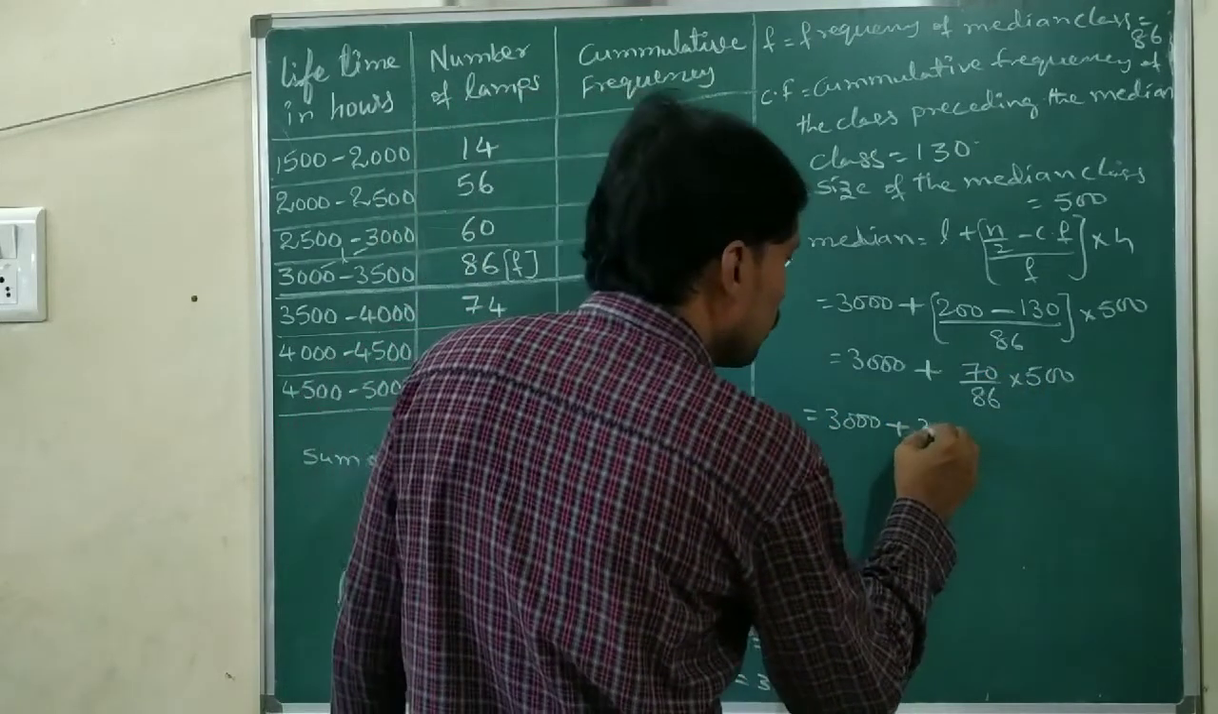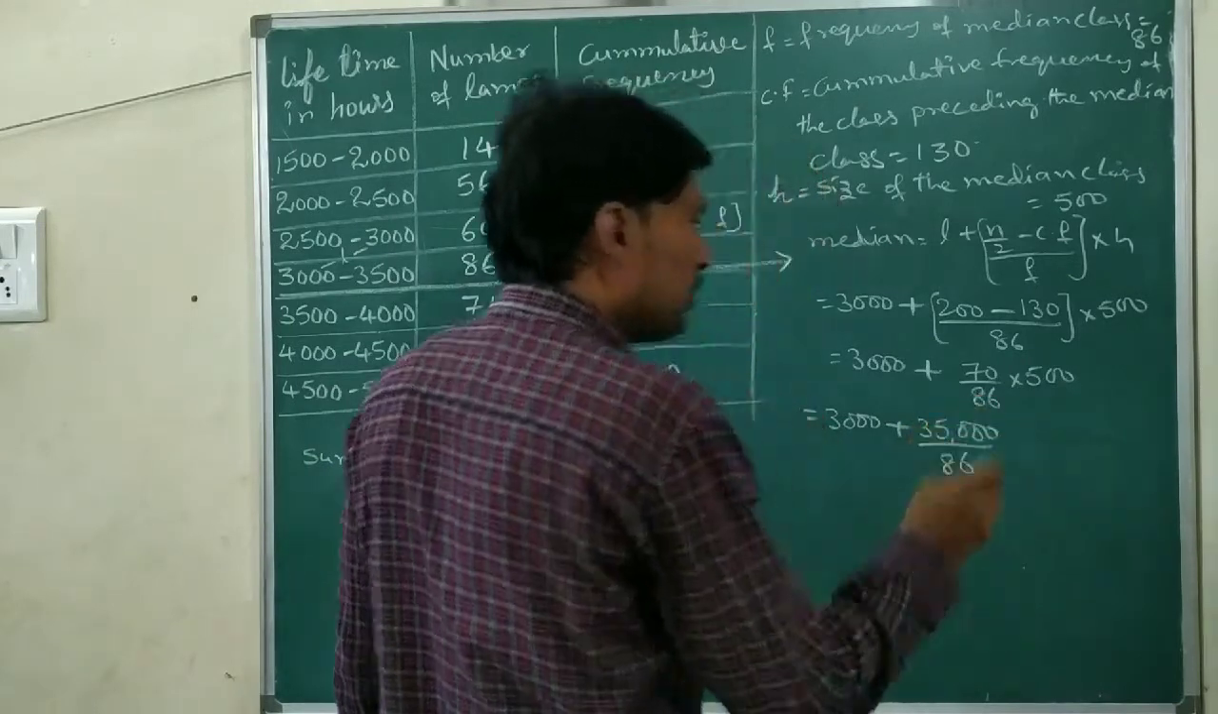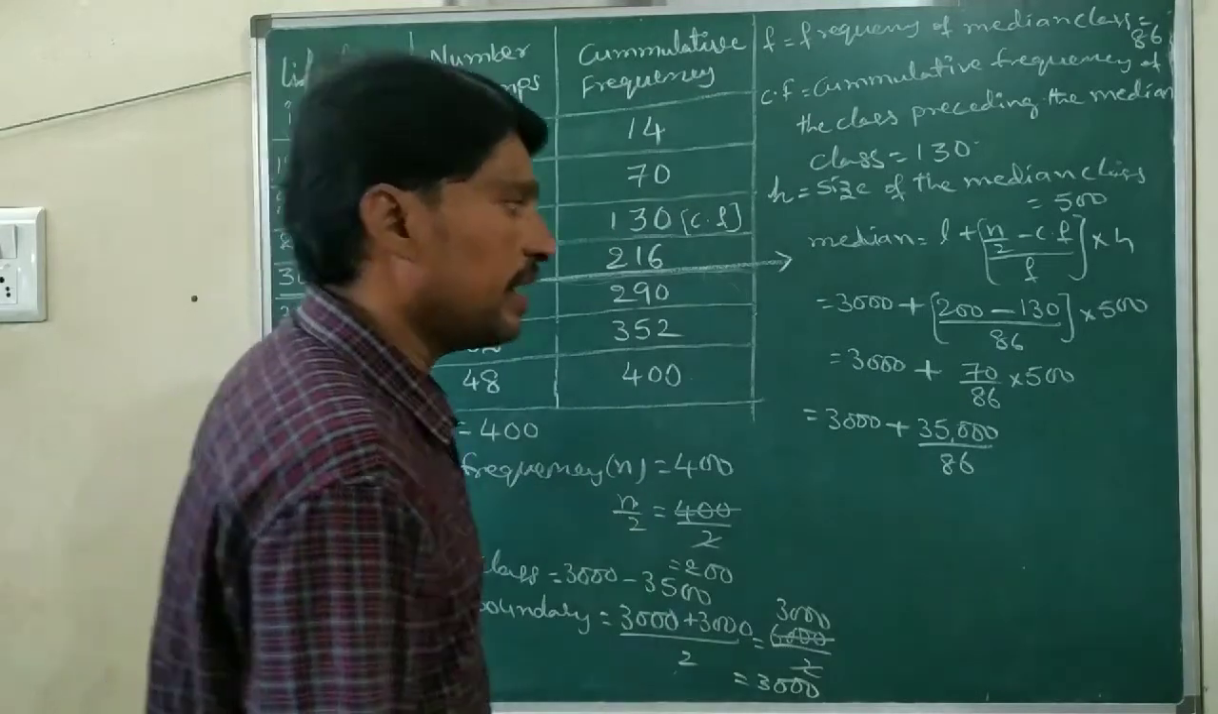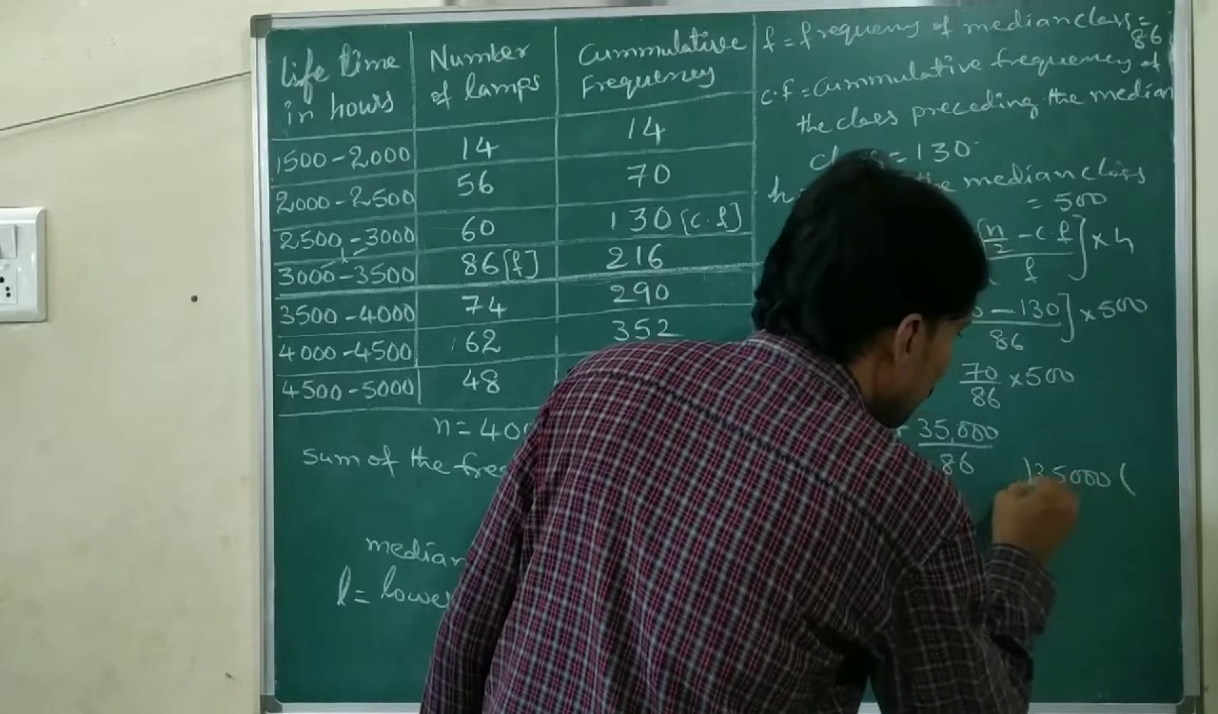that is 35,000 by 86. Now we need to find 35,000 by 86. So you can divide it. 35,000 divided by 86.